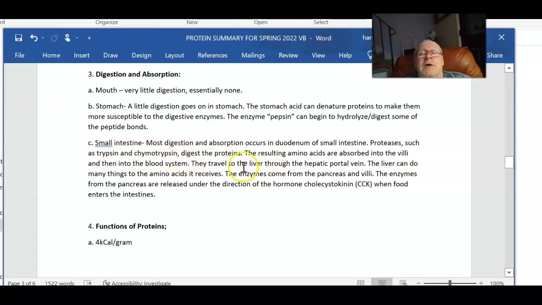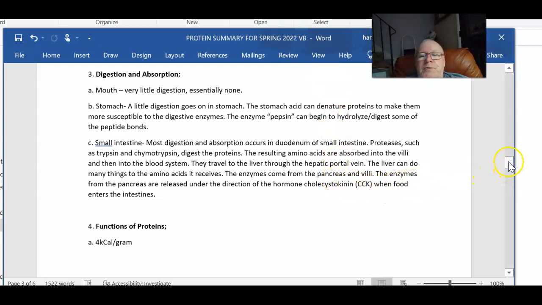They're absorbed into the villi, go into the bloodstream, then through the hepatic portal vein to the liver, and the liver can do all kinds of crazy things. The enzymes from the pancreas are released under the direction of the hormone CCK, cholecystokinin, when food enters the intestine. So if food enters the intestine and it's got protein in it, the small intestine is going to make this hormone CCK, and that CCK is going to trigger the pancreas to release protease enzymes.